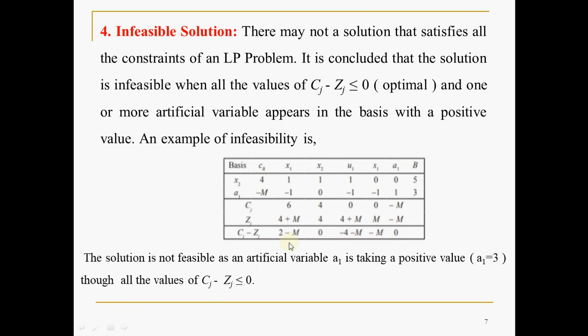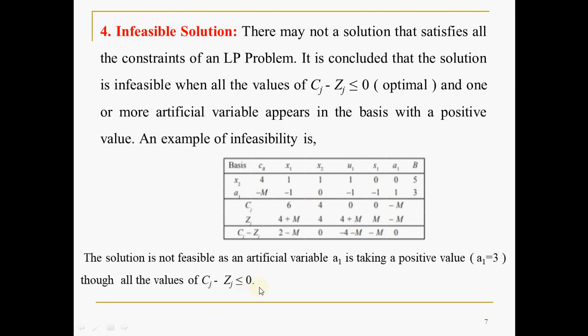How can we say it is optimal? All Cj minus Zj are lesser than or equal to 0. So not feasible. Feasibility is very important. First you have to check whether it is feasible or not, then only you have to think of the optimal. So all feasible solutions need not be optimal, but optimal solutions necessarily should be feasible. To find the optimal solution, the basic thing is it should be feasible. So the solution is not feasible as the artificial variable A1 is taking a positive value, that is A1 equals 3, though all the values of Cj minus Zj are less than or equal to 0.